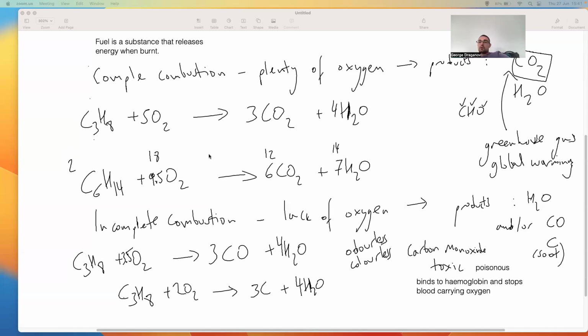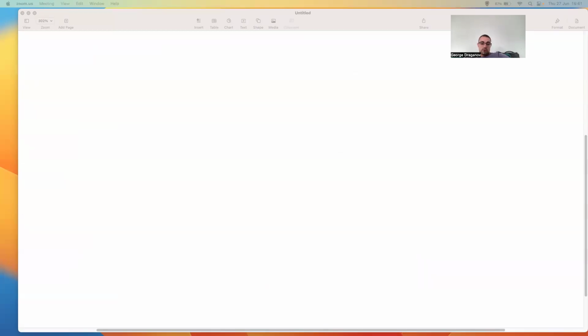So next, we need to continue with the pollutants. I've saved it, I'm going to rub it out. I'm actually going to continue with the pollutants. So we need to worry about a few more pollutants and what they do.